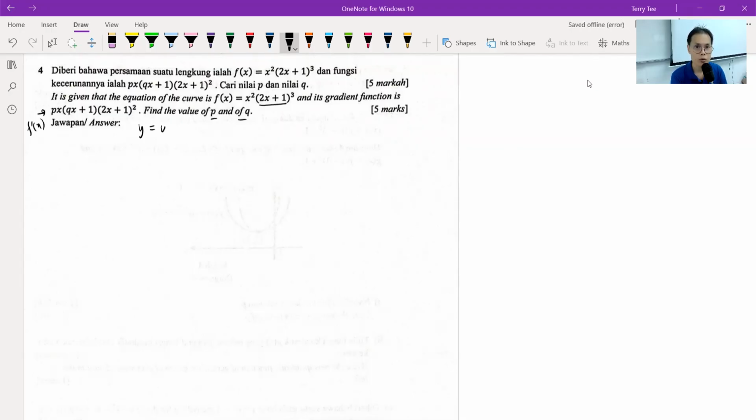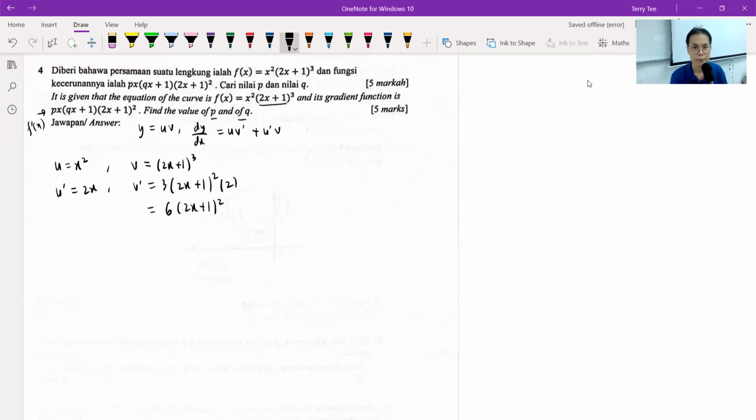If y equals uv, dy/dx will be: copy your u, differentiate your v, differentiate your u, copy your v. You can see your u here is x squared. I will do one by one for you. u equals x squared. Your v is (2x plus 1) cubed. When you differentiate your u, you get 2x. If you differentiate v, you bring the 3 down, copy 2x plus 1, reduce the power by 1 to 2, differentiate inside to get 2. You can put them together to get 6(2x plus 1) squared.